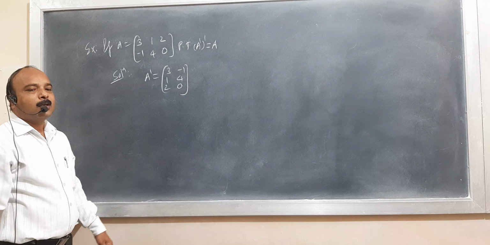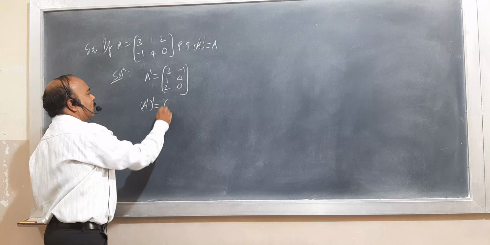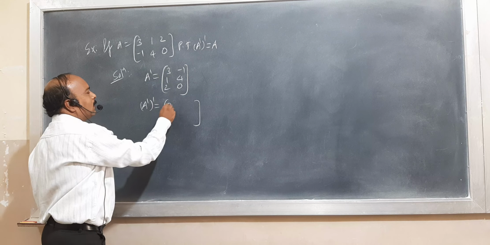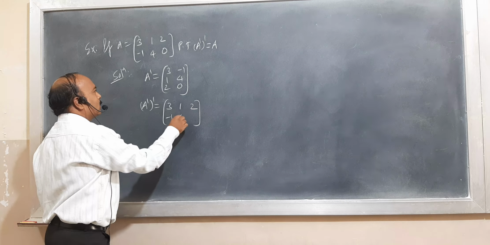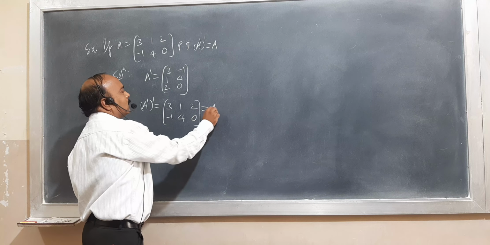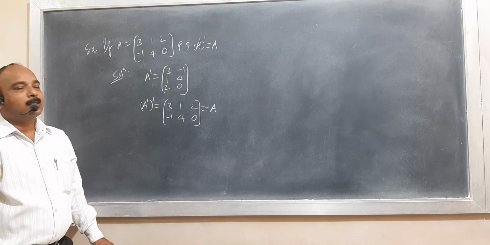It is the transpose of the A matrix. Then (A dash) dash is again the transpose of this, and you get 3, 1, 2, minus 1, 4, 0. It is nothing but matrix A. Therefore you get (A dash) dash equals A matrix.